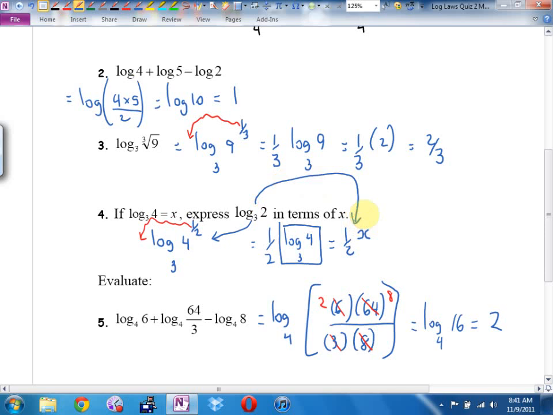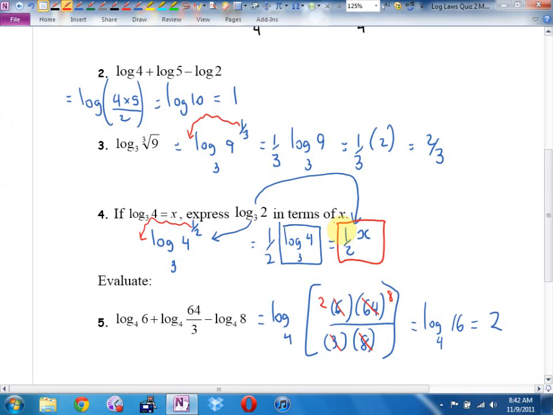You know what the log base 3 of 2 is? It's a 1/2 x. If the log base 3 of 4 is x, then log base 3 of 2 is a 1/2 x. And this is your final answer. Now, first of all, just out of curiosity, who got that? Anybody? Didn't think so. Now these are fair game.